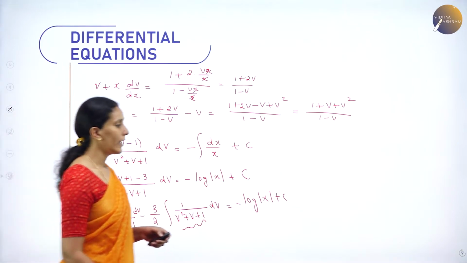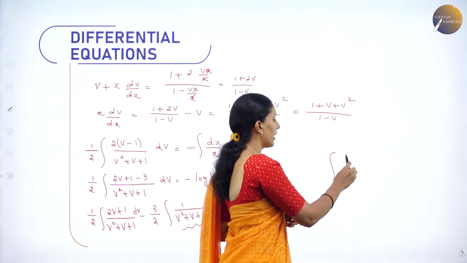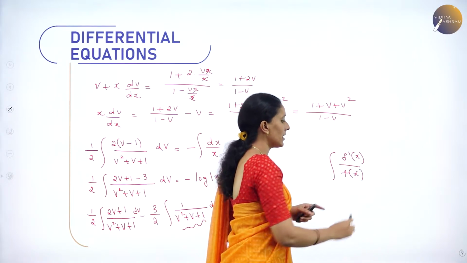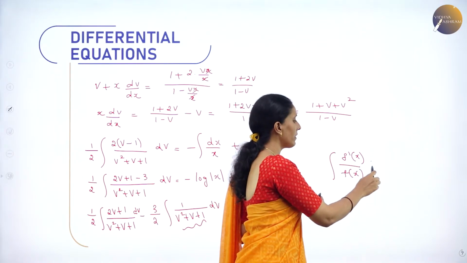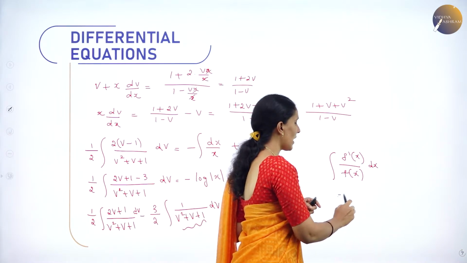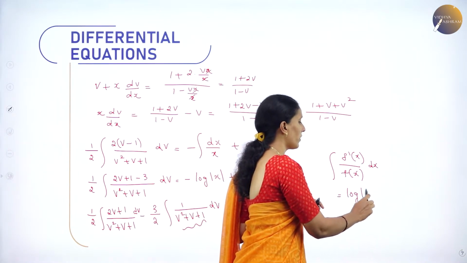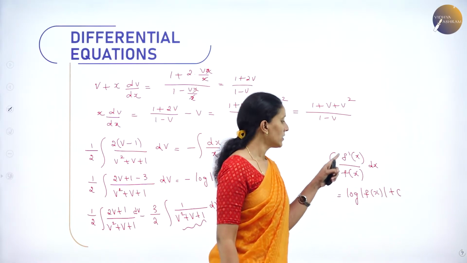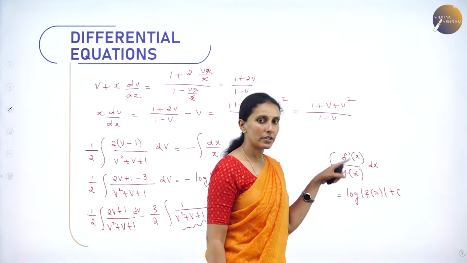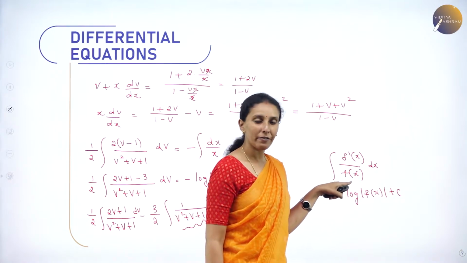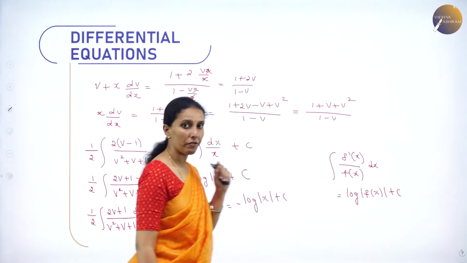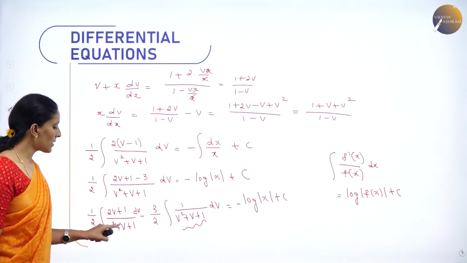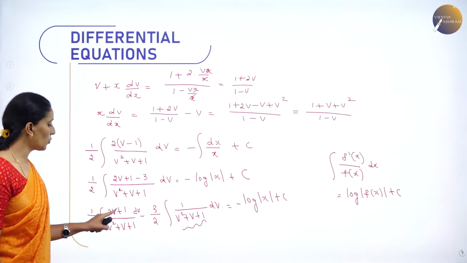We know that the integral of f dash of x by f of x, whenever the function is in the denominator and its derivative is in the numerator, can be written as log of f of x plus c. Correct? So remember this. Whenever the function and its derivative are in the form of f dash of x by f of x, I can write it as log of f of x. Therefore here we can see f of x is v square plus v plus 1 and f dash of x is 2v plus 1.